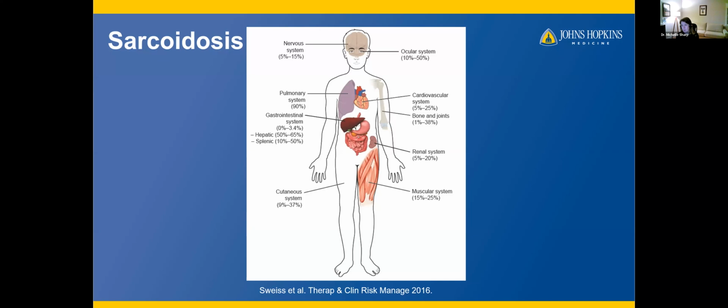Let's stick with the right side of this picture and talk about bones and joints. You can have sarcoidosis inflammation of the bones itself, and then you can have joint pain. Joint pain, if it's Lofgren syndrome, can actually be bilateral, which means both ankles can get very, very painful.